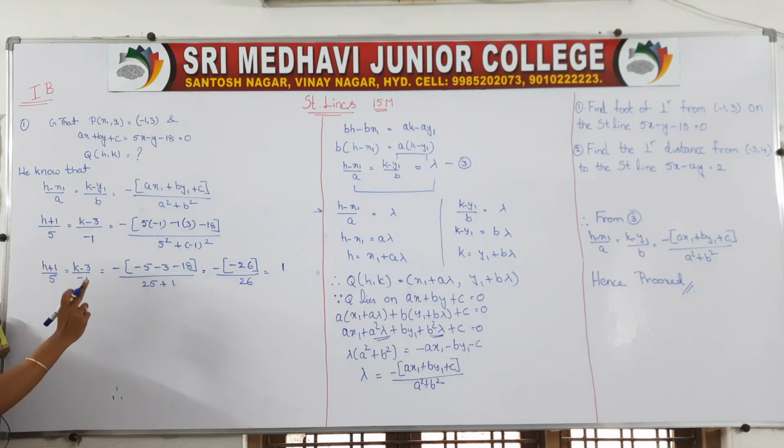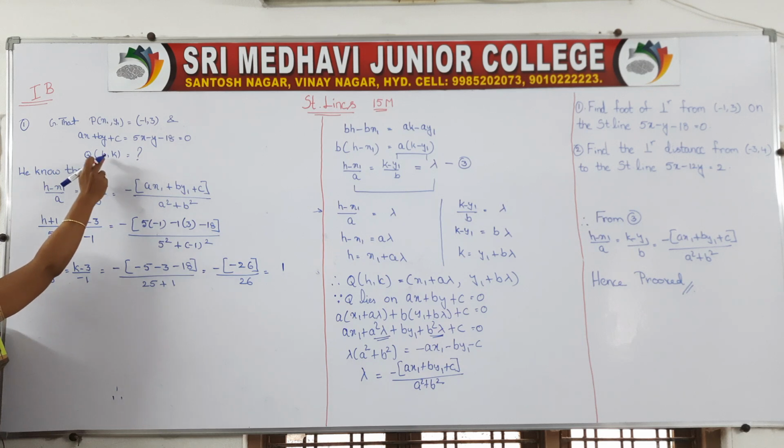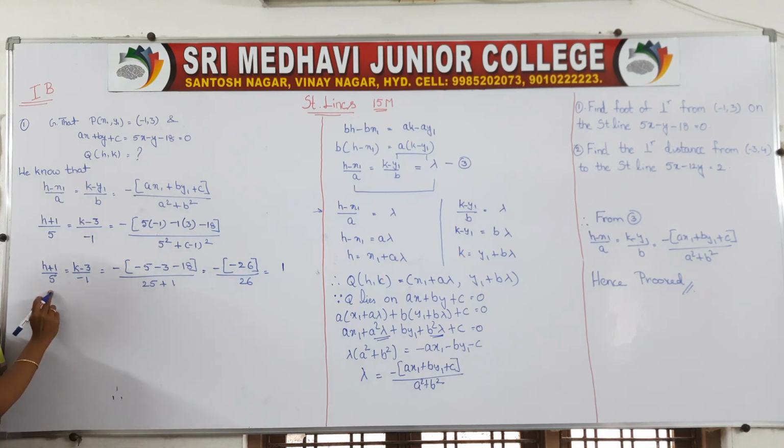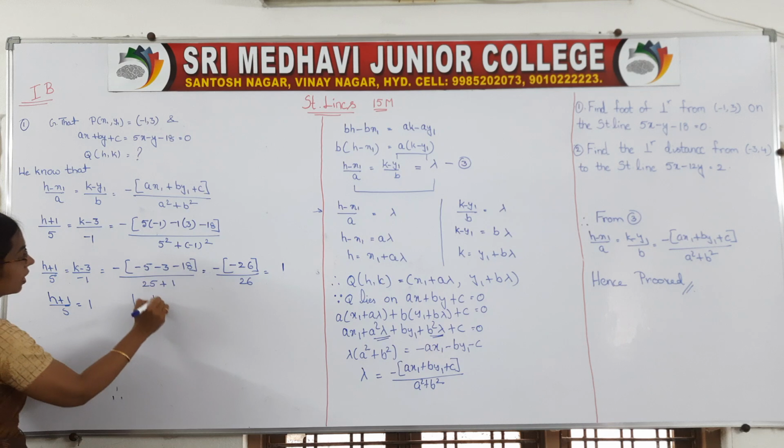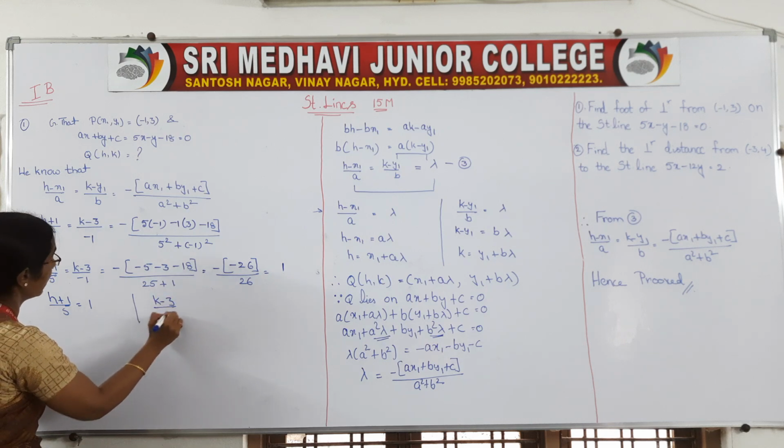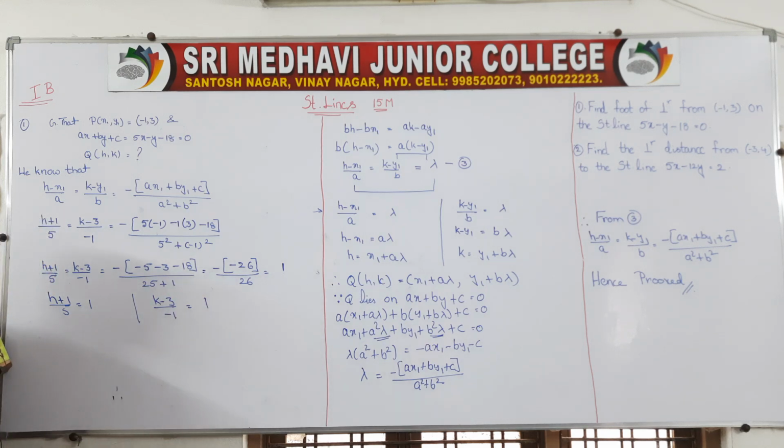Actually, we have to find the foot of the perpendicular. So, we have taken that foot of the perpendicular as h comma k. So, try to get your h comma k. How can we take it? First h term and a constant term, right? Similarly, k term and constant term.